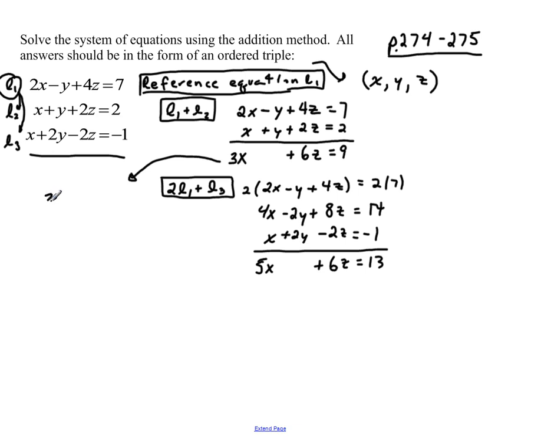So we've got 3x plus 6z equals 9, an equation in 2 variables. And we've got 5x plus 6z equals 13. Would you know what to do if I gave you that as a system of equations? Absolutely you would.